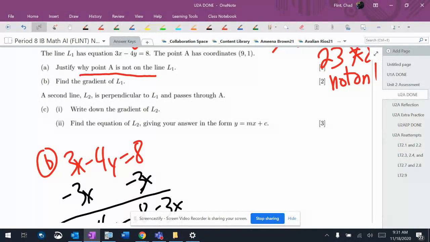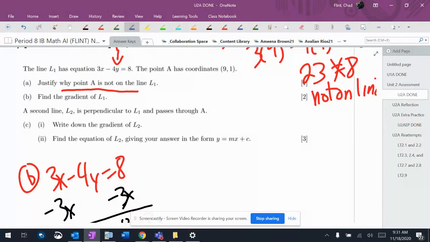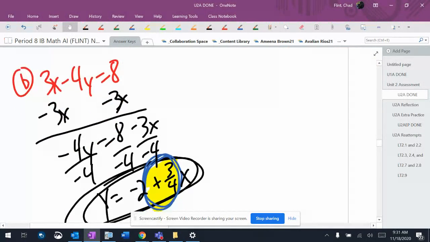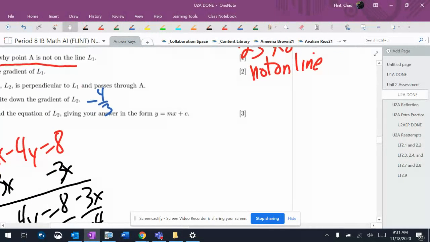A second line, L2, is perpendicular to L1 and passes through point A. Write down the gradient of L2. Perpendicular is flip the slope over and change the sign. So it was 4 over 3. So perpendicular is 3 over 4. That one's positive, that one needs to be negative. And then the same thing we just did.